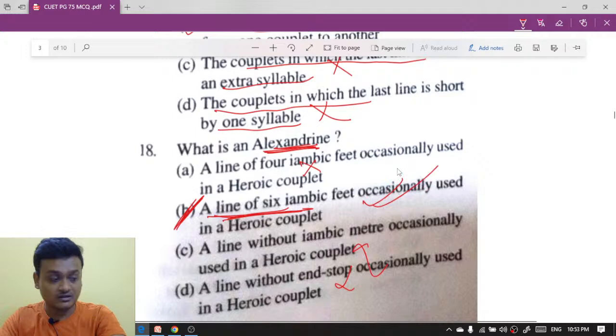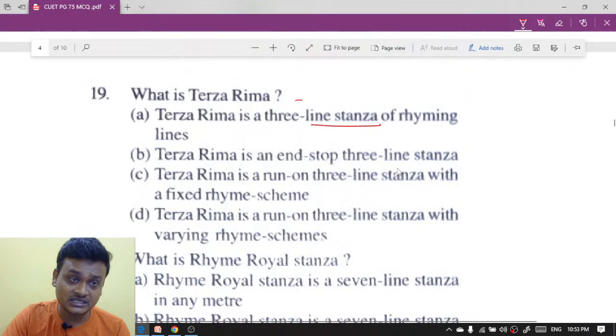Moving on to question number 19. What is stanza rhyme? Stanza rhyme is a 3-line stanza of rhyming lines. So an end stop 3-line stanza, that is wrong. 3-line stanza with fixed rhyming scheme, that is true. Stanza rhyme is a run-on 3-line stanza with a fixed rhyming scheme.